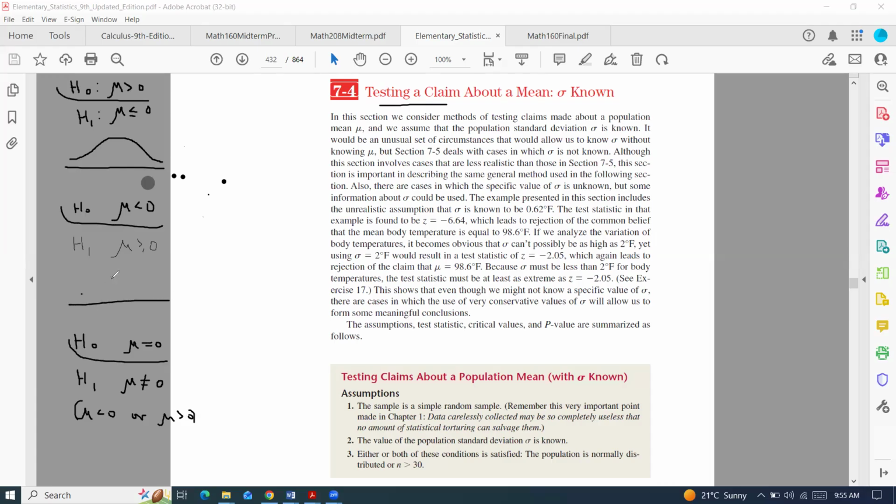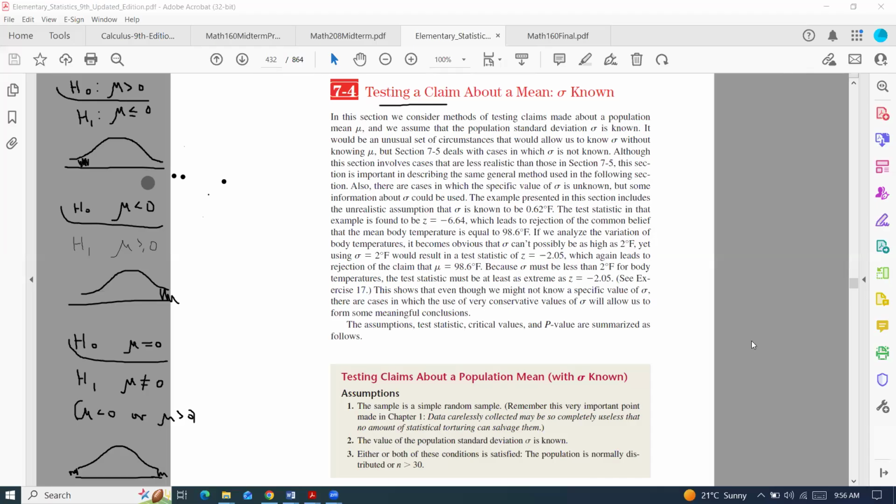And now I'm going to make pictures, my favorite pictures. I always make a picture of H1. If it's less than 0, then it is here. Or if it's greater than 0, then it is on the right side. And the last case, when it is not equal to 0, it's on both sides. It could be either on the left or on the right side. So in all exercises, problems will go under one of these three possibilities. There is nothing else.